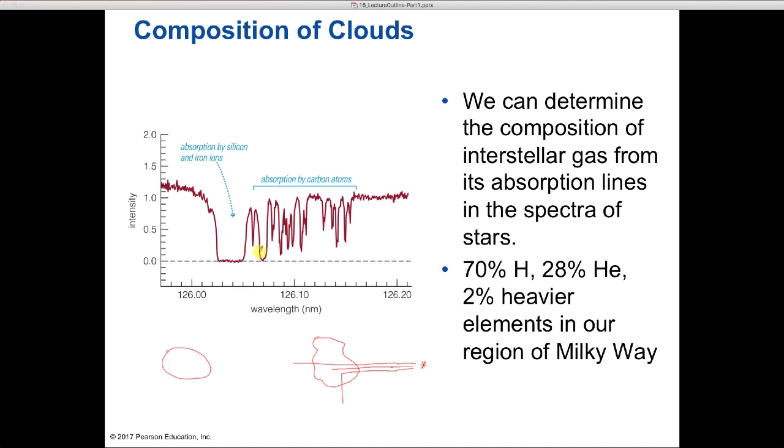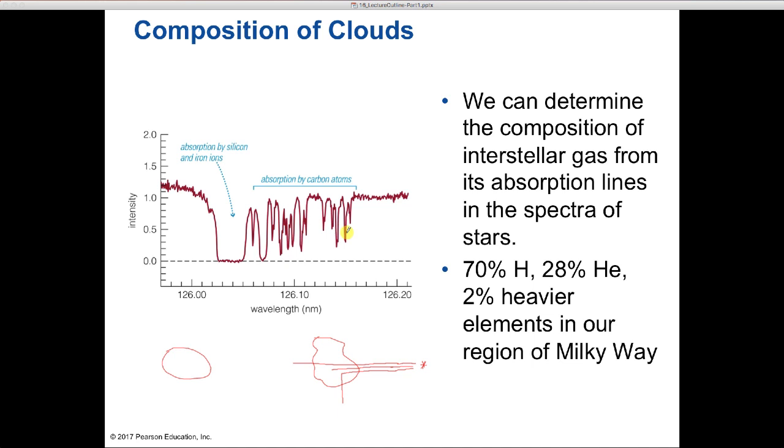And then there's other absorptions. There's a strong absorption right here, a very low intensity at this particular wavelength, and so on. A lot of these absorptions are due to carbon atoms. And so we can identify what's in these clouds by looking at the absorptions of certain colors in the spectrum of the light coming from a star that's behind the cloud.